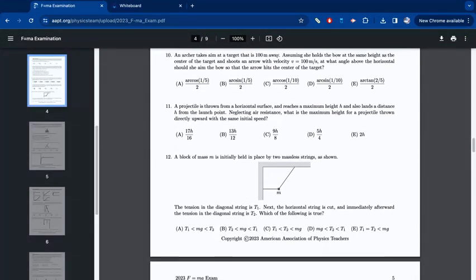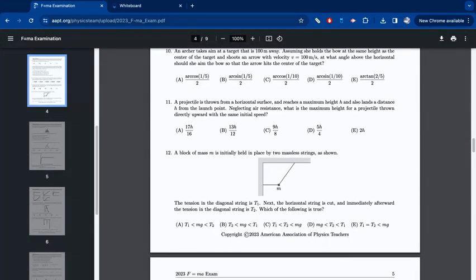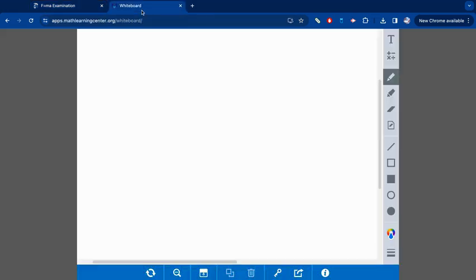So moving on to problem number 12. You have a block of mass m that's initially held in place by two massless strings as shown. The tension in the diagonal string is T1, so this string, and next the horizontal string, which is this one, is cut. And immediately afterward, the tension in the diagonal string is T2. Basically what you want to do is find a relationship between T1 and T2.